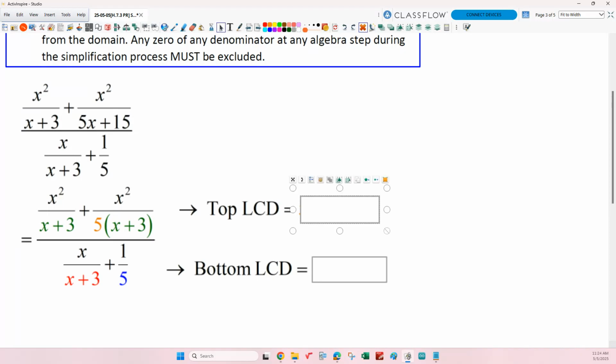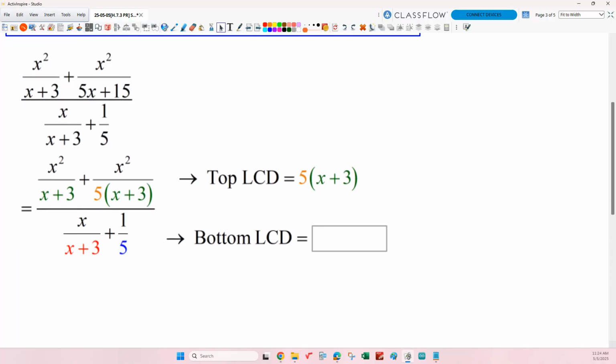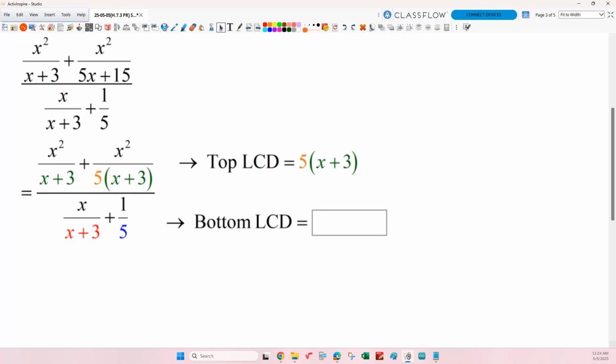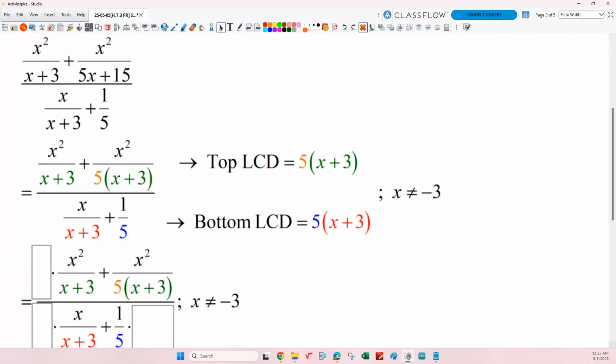Okay. What's my top LCD? 5 times x plus 5 and x plus 3. Okay. What about the bottom? 5 times, it's going to be the same, right? So what value do I have to exclude? Negative 3. Okay, solid.